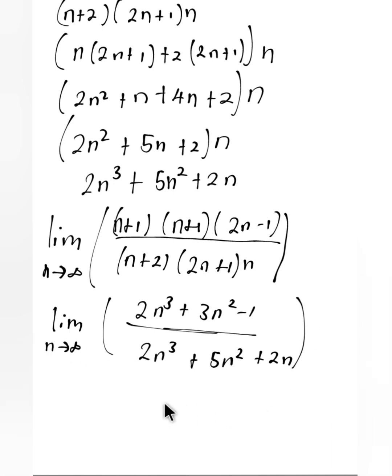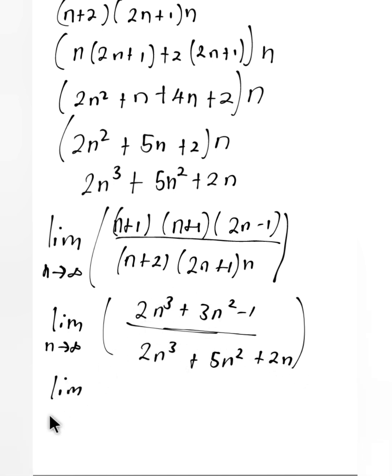So we're going to simplify this. While dealing with the limit as n tends to infinity, all we have to do is divide all the terms by the highest power of n. So we have n cubed, n squared, and n. The highest power of n here is n raised to the power 3.